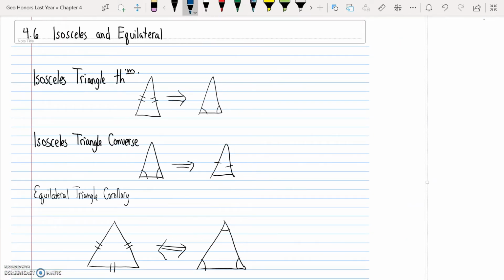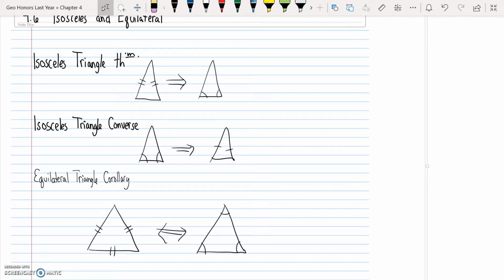This is section 4.6 on isosceles and equilateral triangles. First off, we have a couple of new reasons for proof. The first one is the isosceles triangle theorem, which isn't the definition of an isosceles triangle, which only says that two or more sides are equal to each other.